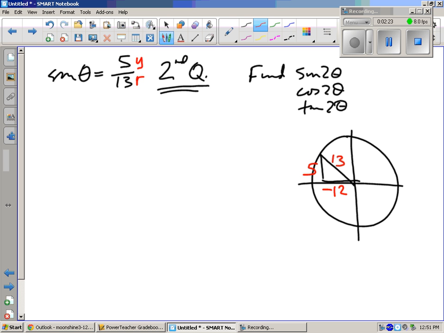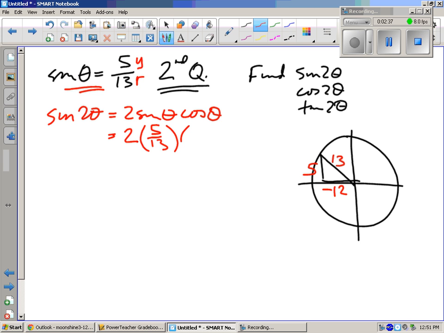All right, so from here, let's write down sine 2 theta. The formula is 2 sine theta cosine theta. Sine theta they already gave us right here, so I'm going to put that in. Cosine theta, I look over here, I see negative 12 and 13, so negative 12 13ths. And multiplying that through, remember this is 2 over 1, not 2 over 2. So 10 times 12 is negative 120 on the top, 13 squared is 169.